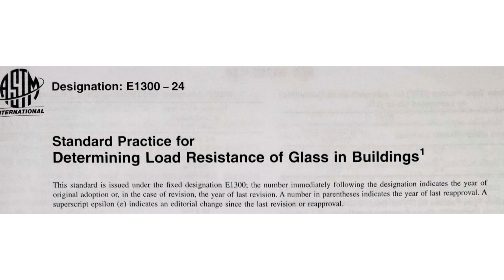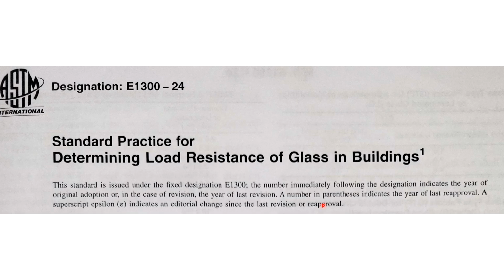It's issued under the fixed designation E1300. The number immediately following the designation indicates the year of the original adoption, or in this case, the year of revision. Okay. So the 24, that's the year that it was adopted or revised. And now a number in parentheses indicates the year of last reapproval. Now there is no number in parentheses, so we're going to assume it has not been reapproved since 2024.